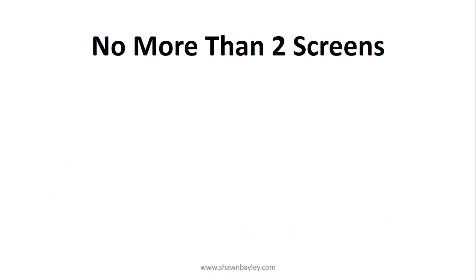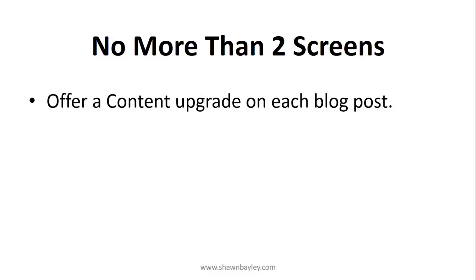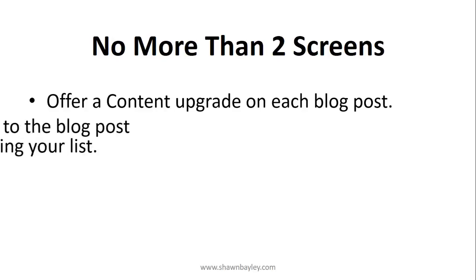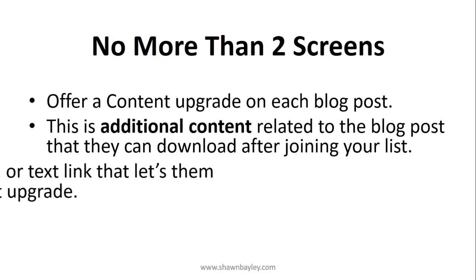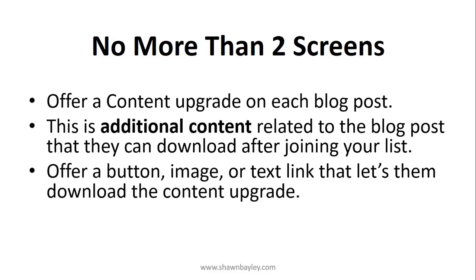So the first hack that you want to implement, I call this one no more than 2 screens. What that means is you want to offer some type of content upgrade on each blog post that you have. A content upgrade is additional content related to your blog post that they can download after they join your list. Now, you want to use some type of button, image, or text link that lets them know they can download the content upgrade.